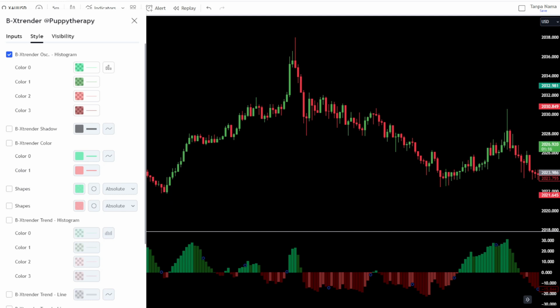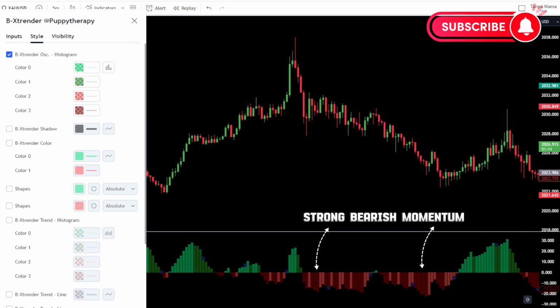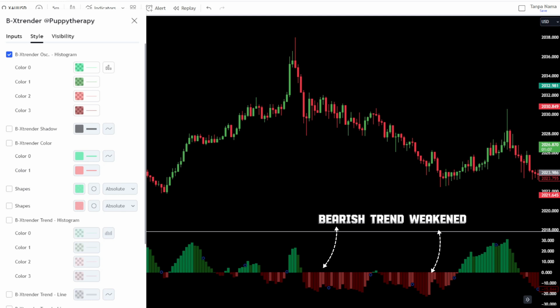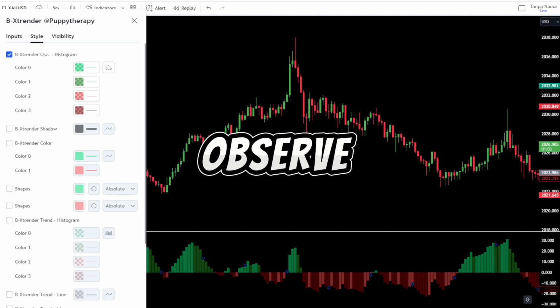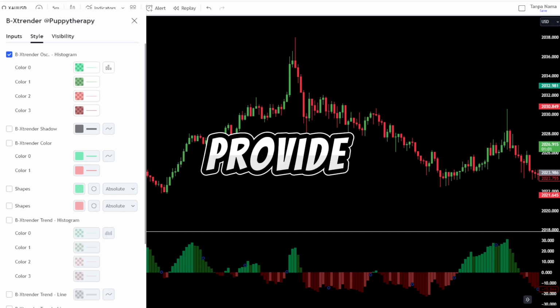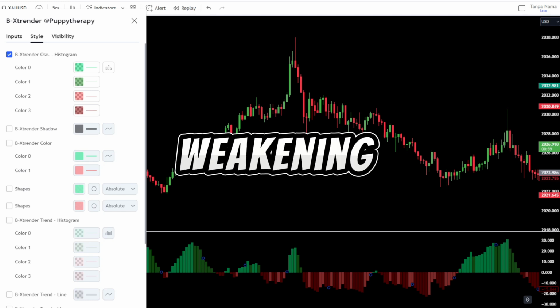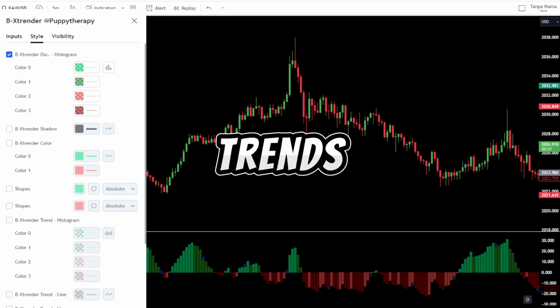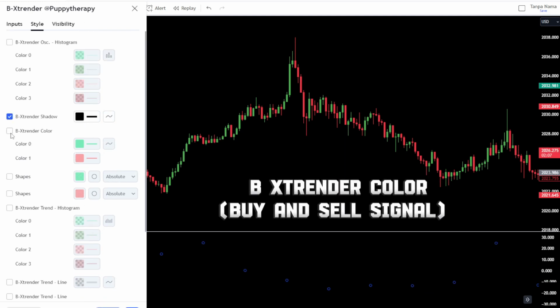On the other hand, if the b-xtrender oscillator histogram is bright red, it signals a strong bearish momentum. If the histogram is dark red, it implies that the bearish momentum has weakened. It's important to observe the color variations as they provide insights into the strength or weakening of both bullish and bearish market trends.